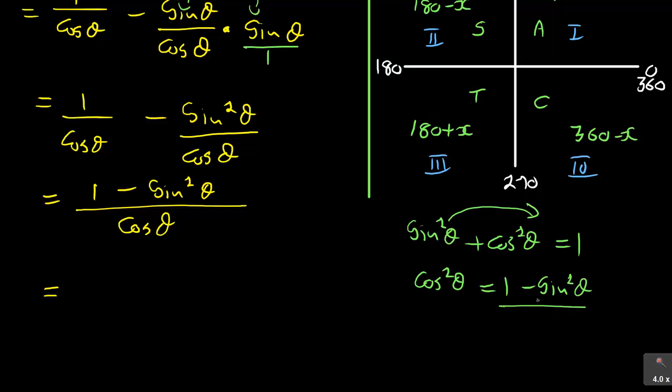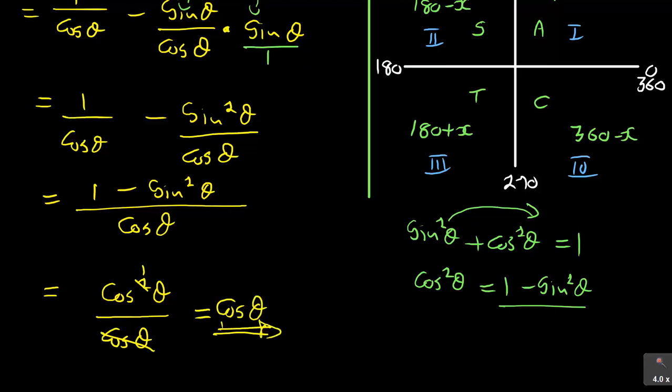So you see I have now sine squared theta. Where there is sine squared theta, I need to put that cos squared theta. So I will have in here cos squared theta divided by cos theta. Now cos squared theta divided by cos theta, one cos cancels, so 1 will remain, and the answer simply becomes cos theta. That's how this thing simplifies at the end of the day.